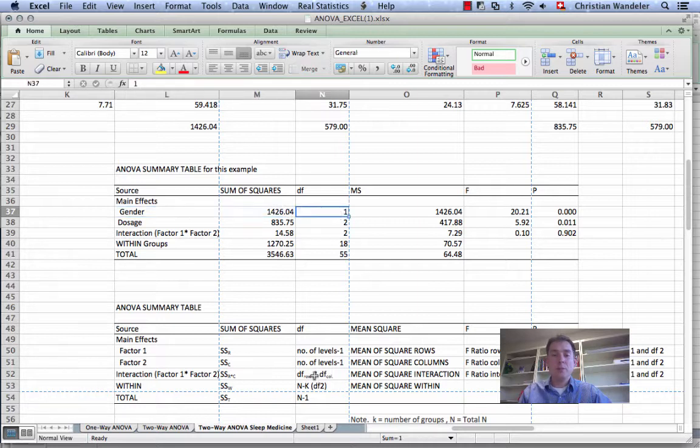The degrees of freedom are the number of levels minus 1. Number of levels here are 2, right? Male, female, minus 1 is 1. Sum of squares divided by 1 is the same number, 1426.